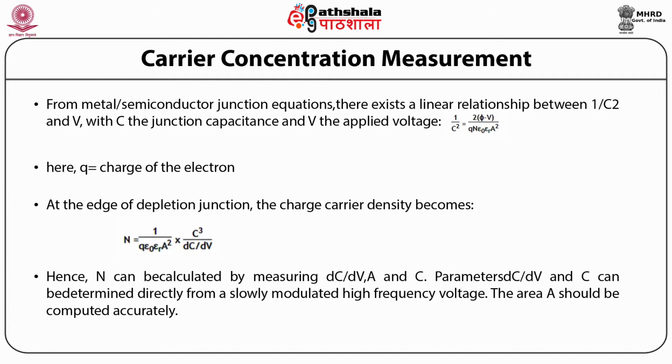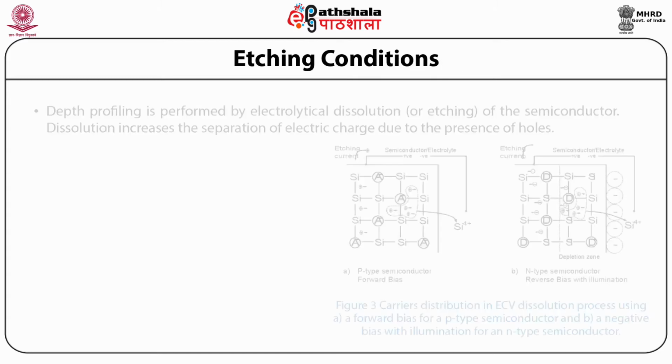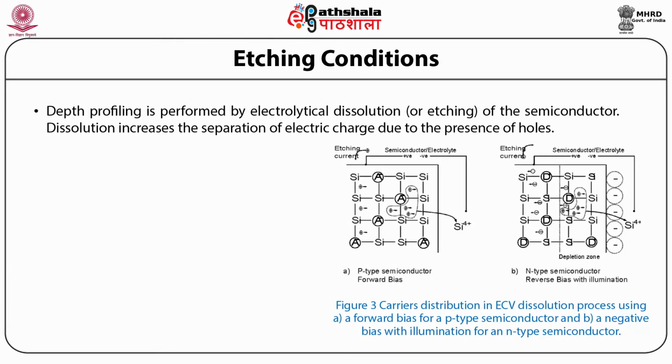Parameters dC by dV and C can be determined directly from a slowly modulated high frequency voltage. The area A should be computed accurately. Etching conditions: depth profiling is performed by electrolytical dissolution or etching of the semiconductor.